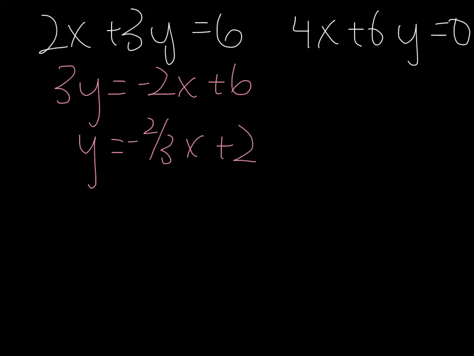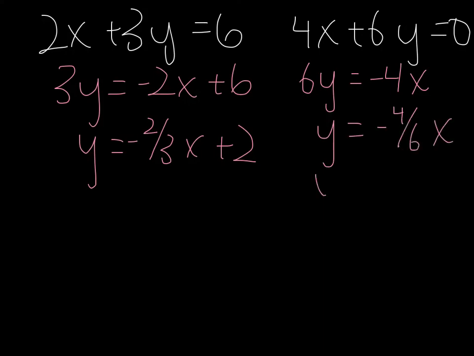And this side would become 6y equals negative 4x, and you wouldn't write plus 0 because plus 0 is nothing. Divide both sides by 6, y equals negative 4 over 6x, which is negative 2/3 x. So now, from this, we can see that the slopes are both negative 2/3 and the intercepts are different, and we would have to pretend that there's an invisible plus 0 at the end of this.